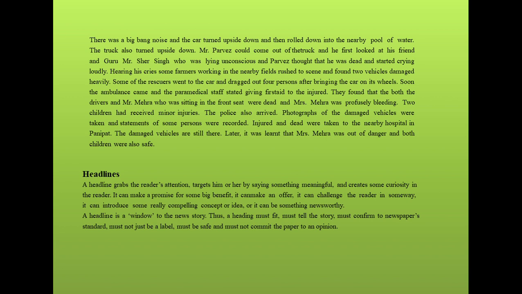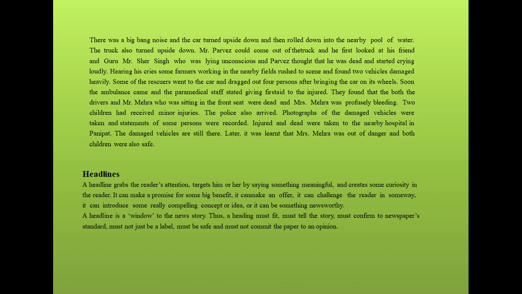Now let's start the new topic, headlines. A headline grabs the reader's attention, targets him or her by saying something meaningful and creates some curiosity in the reader. It can make a promise for some big benefit. It can make an offer. It can challenge the reader in some way. It can introduce some really compelling concept or idea, or it can be something newsworthy.